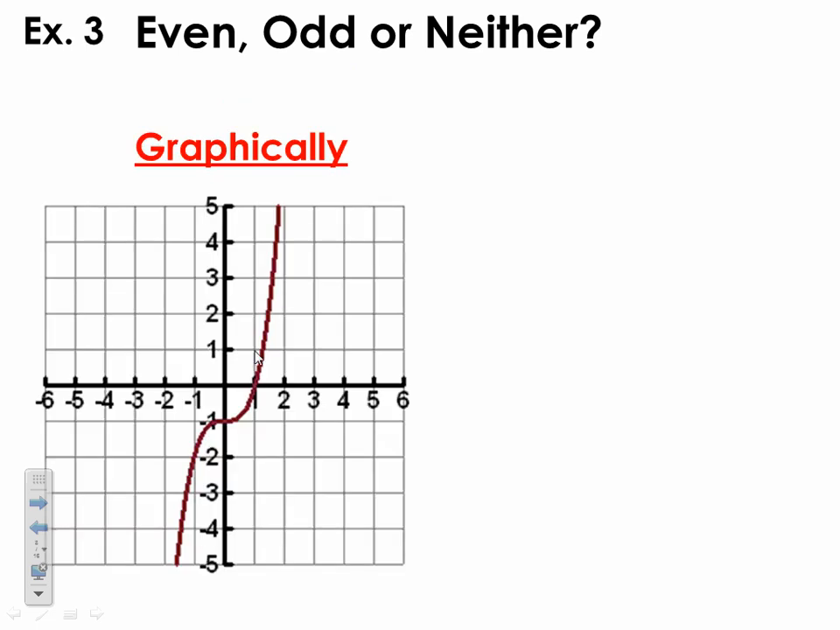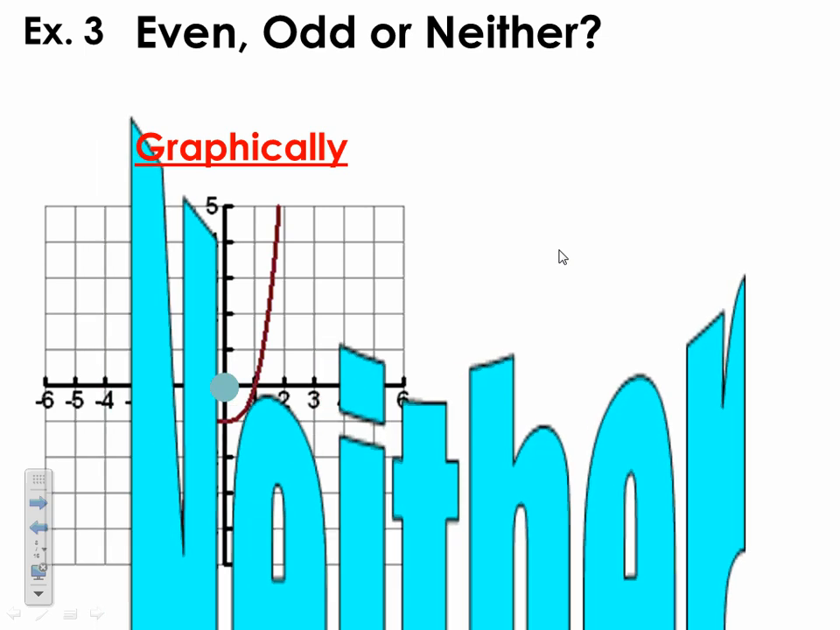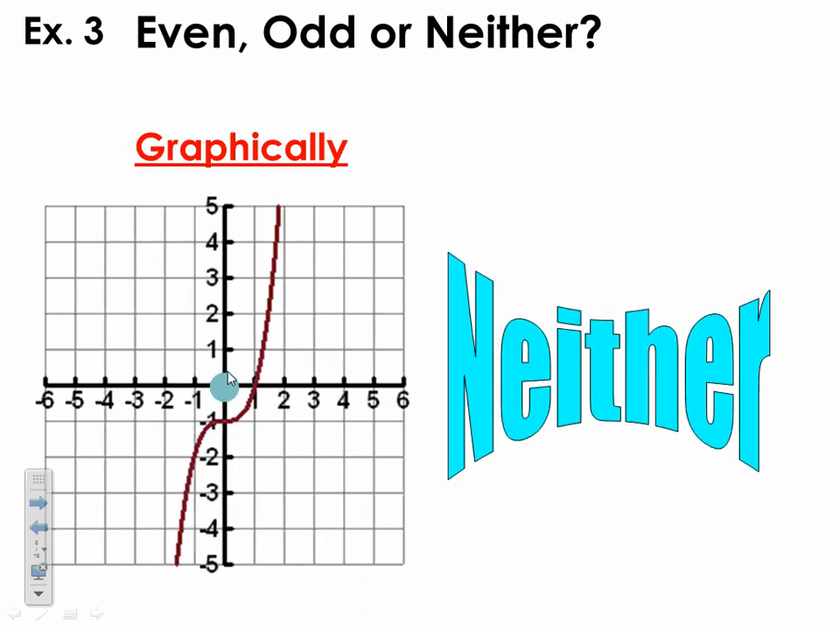Now this one, it does not go through the origin. So we're missing that part. So can it be odd? Nah. That one's neither because it doesn't go through the origin. It's not even because we can't fold over the y-axis.